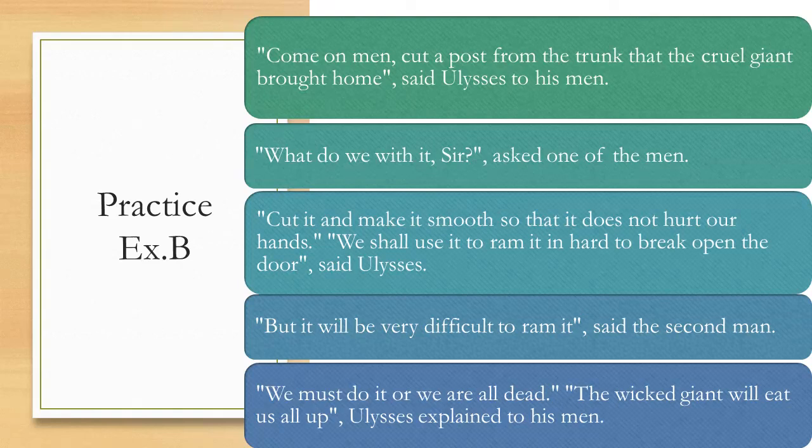So do it in this way. "Cut it and make it smooth," Ulysses is speaking again, "so that it does not hurt our hands. We shall use it to ram it in the hand to break open the door," said Ulysses. "But it will be very difficult to ram it," said the second man. "We must do it or we all are dead. The wicked giant will eat us all up," Ulysses explained to his men. Exercise is solved for you. Do it in your book.